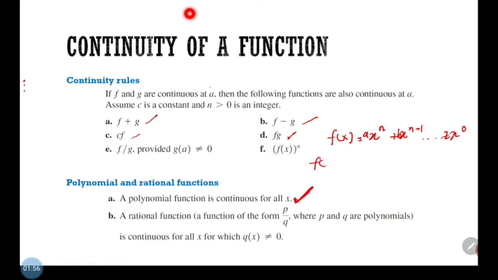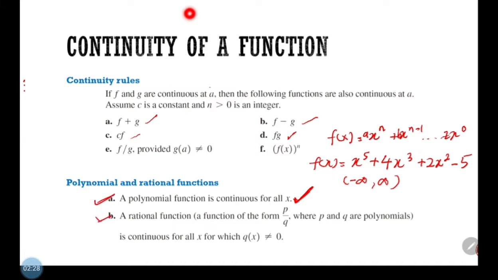Okay, f(x) equals x power of 5 plus 4x power of 3 plus 2x power of 2 minus 5, for example. Okay, this is one example of a polynomial function. So if you come across this kind of function, it is understood that it is continuous for all values of x from minus infinity up to infinity. Okay, and then for b, we're done with a.